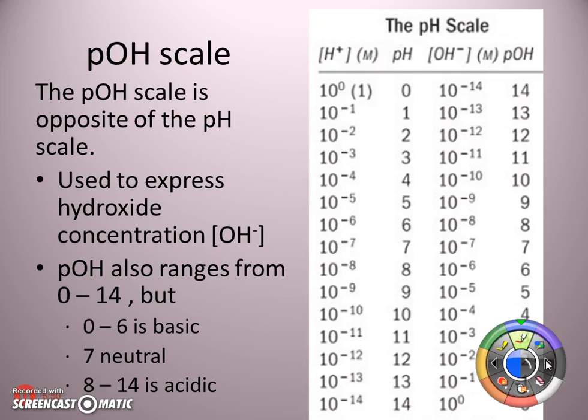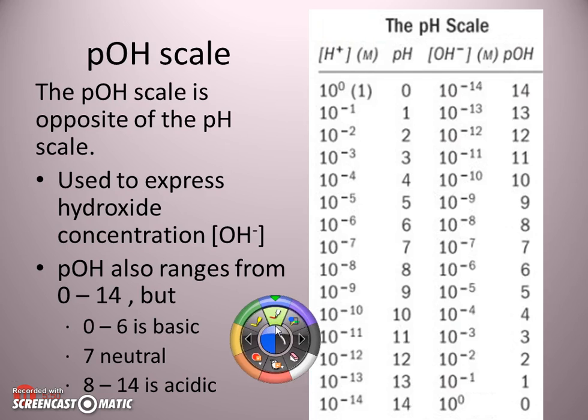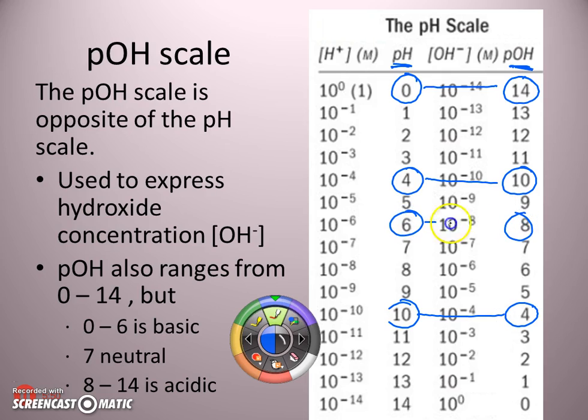If you notice this pH scale comparison chart, here we have our pH, and over here is our pOH. If your pH is 0, your pOH is 14. If your pH is 4, your pOH is 10. If your pH is 10, your pOH is 4. If you add these two numbers up, each time you're going to get 14, and that goes for any of them. 6 and 8 equals 14.